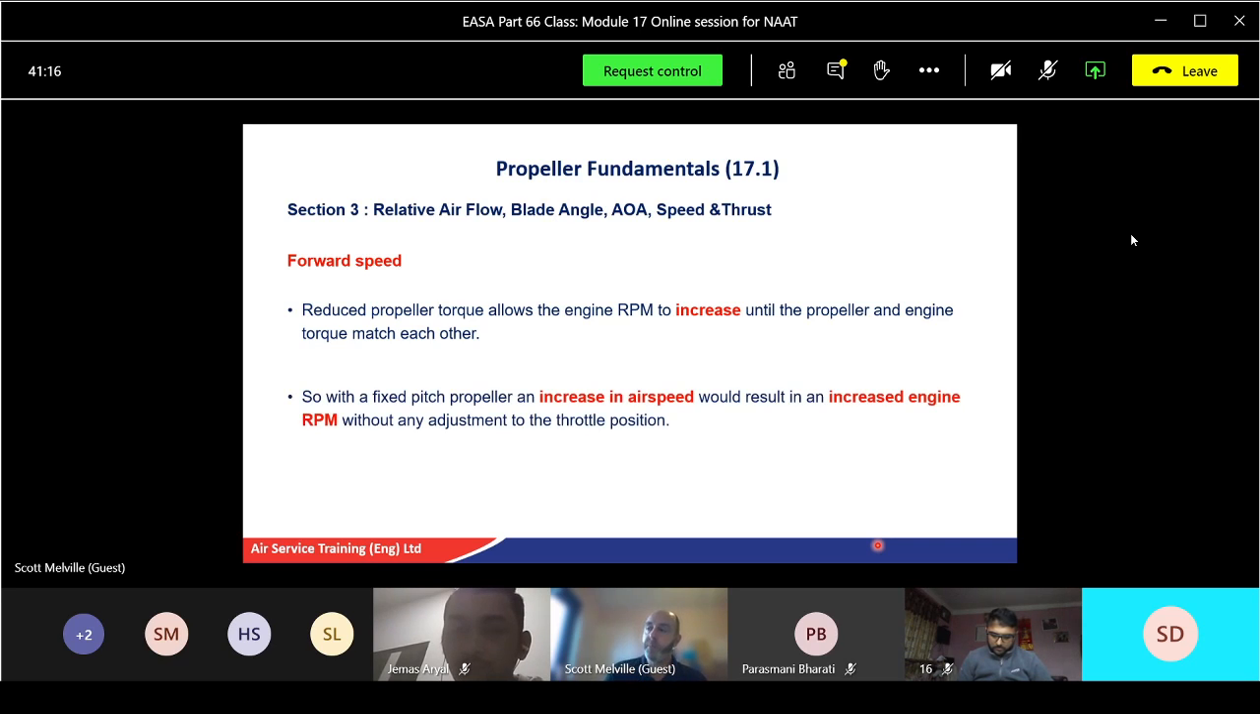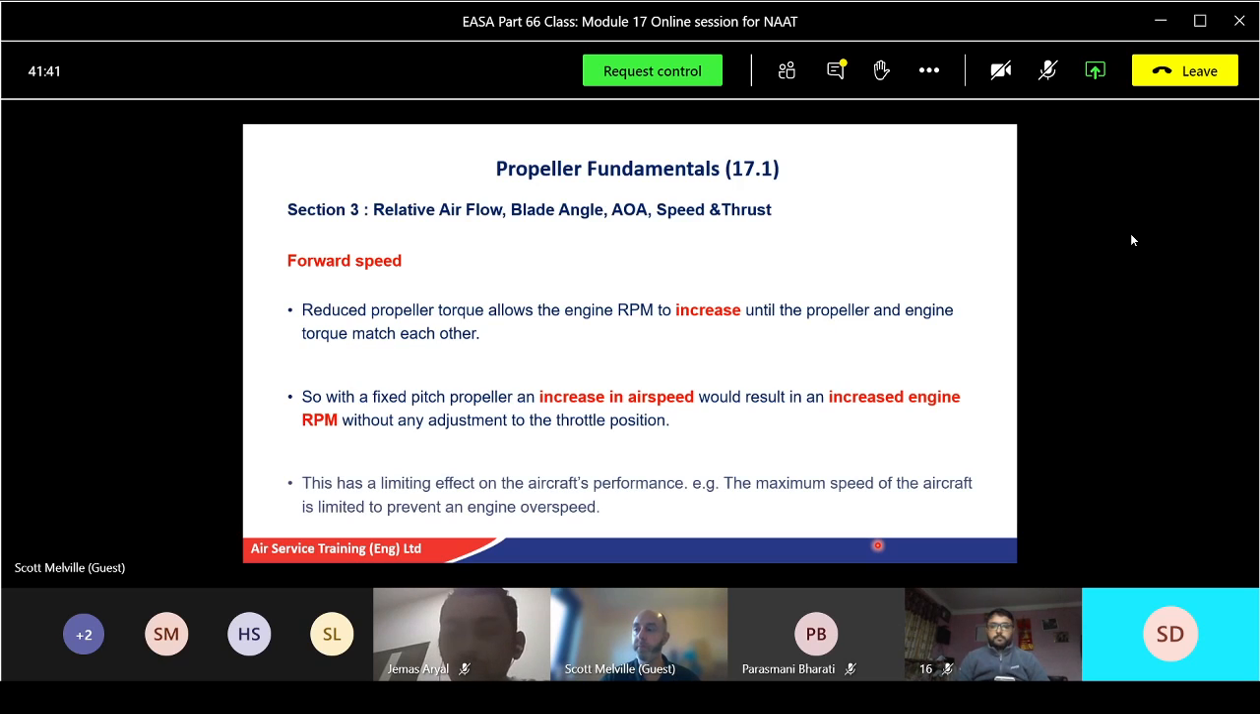So with a fixed pitch propeller, an increase in airspeed would result in an increase in RPM. And why is that? Because your angle of attack has decreased. Okay? Forward speed decreases your angle of attack. So if it decreases angle of attack, your engine speed will go up, unless you adjust the throttle to match that. So that has a limiting effect on the aircraft's performance.